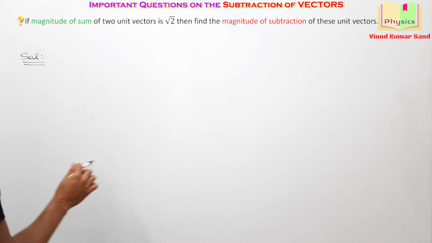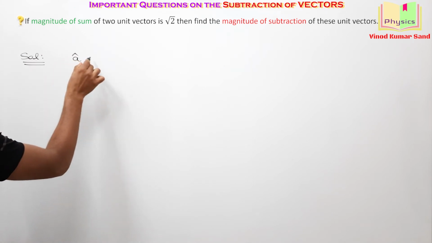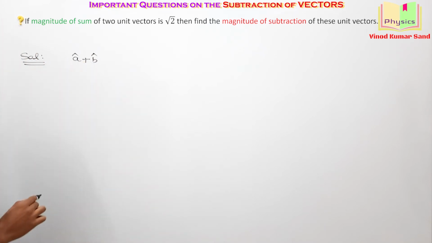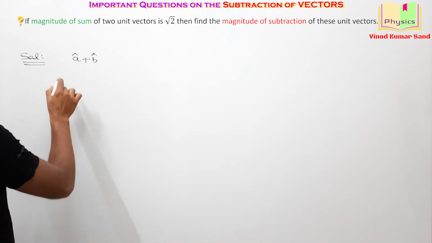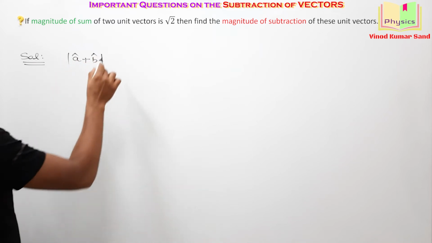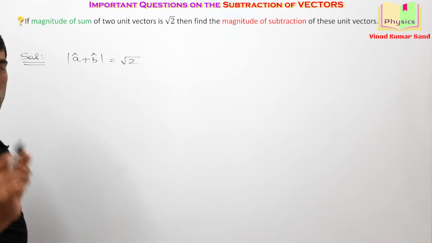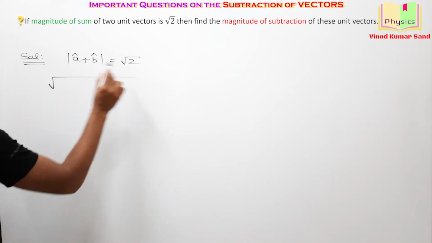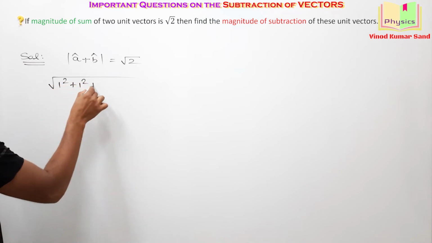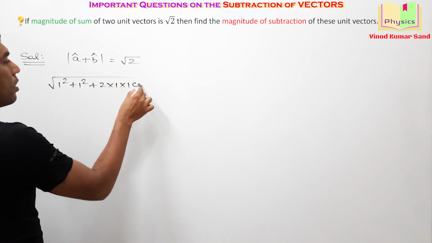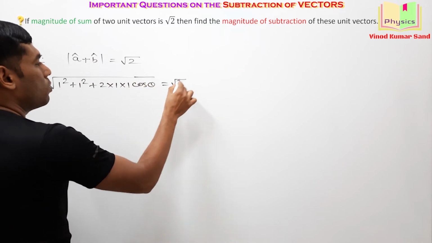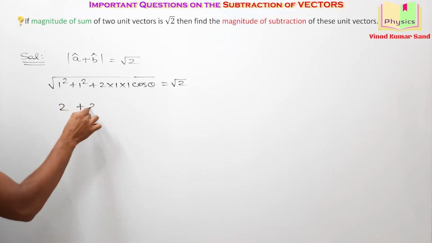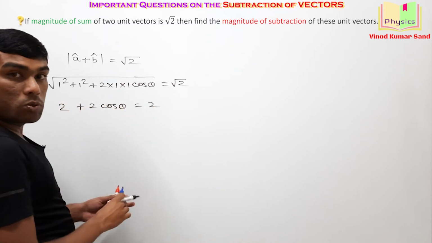Suppose we imagine two unit vectors, a cap and b cap. We sum them up, so there is an addition sign here, and we need its magnitude, which is equal to root 2. Do you agree with this? Okay. Now let us simplify this. It is root of 1 square plus 1 square plus 2 into 1 cos of theta is equal to root 2. Squaring both sides, we are left with 2 plus 2 cos theta is equal to 2.